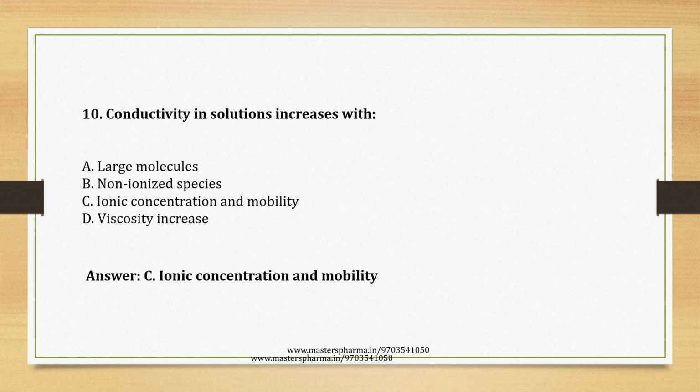Now we see the options. Option A, large molecules. It is incorrect because they are usually non-ionic or bulky and do not conduct electricity. Option B, non-ionized species. They produce no ions and make zero contribution to conductivity. Option D, viscosity increases. Higher viscosity means thicker solvents, which leads to ions moving slower.